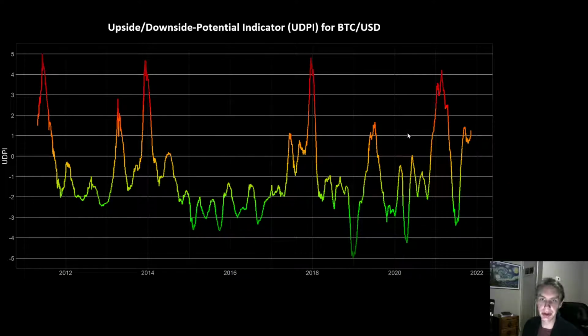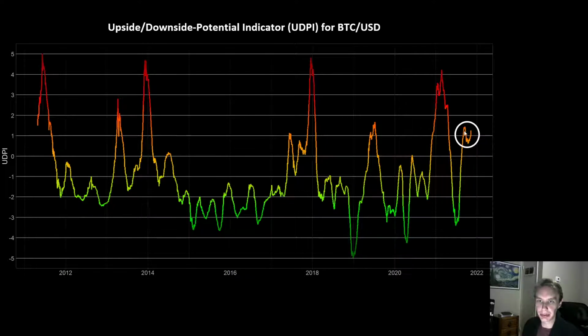So what I want to do is look at where we are currently with Bitcoin and observe the pattern that the UDPI has been printing over the last couple months. We can see a distinct pattern where the UDPI shot up into September, then corrected as we got a correction in Bitcoin's price, and now we're back up to the upside. So it's this down, up, down pattern that it ended up printing here.